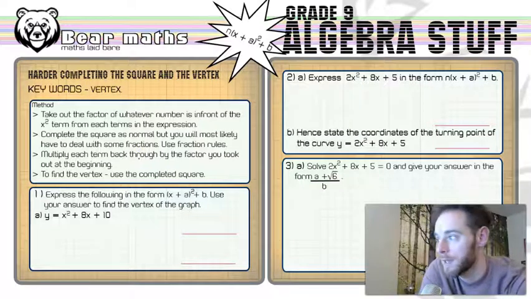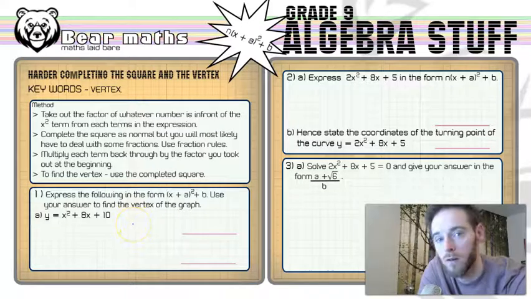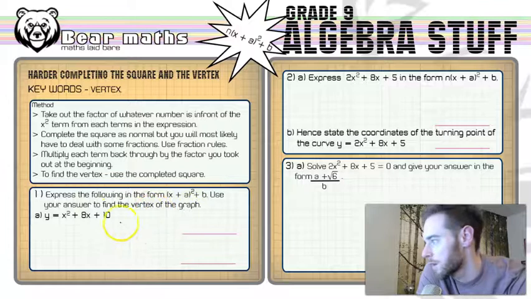Okay, so I'll do that in the first question because this is not a harder one, this is a normal one, right? I have kind of alluded to it in the other completing the square video that you can find the minimum point or the maximum point of the graph. And it's referred to as the vertex. So here we go, this is number 1. Express the following in the completed square form. Use your answer to find the vertex of the graph.